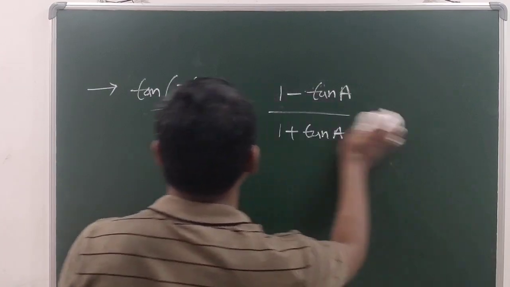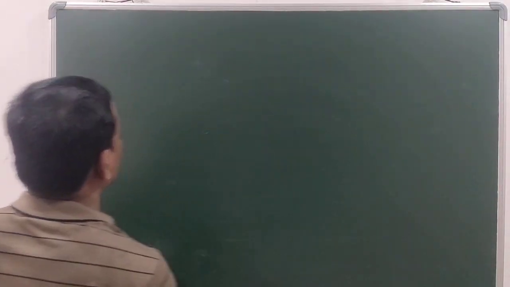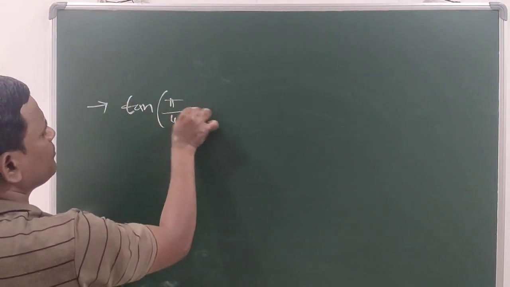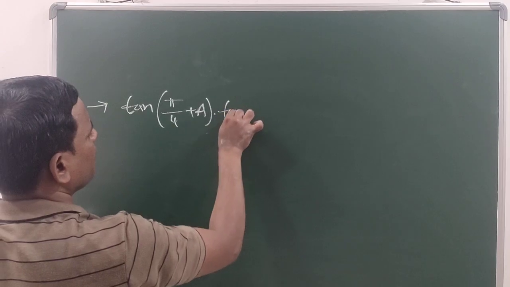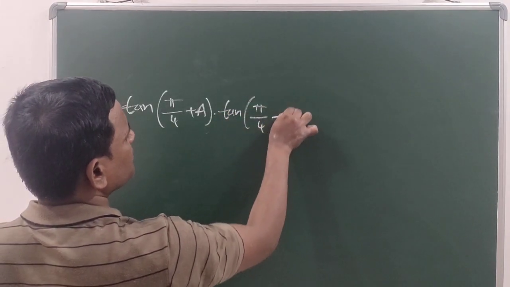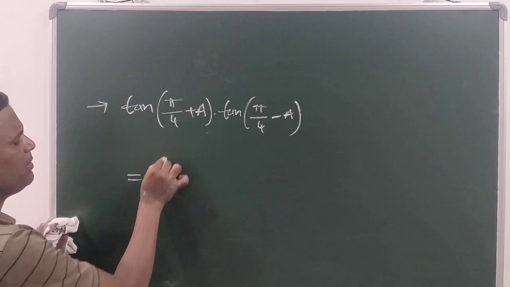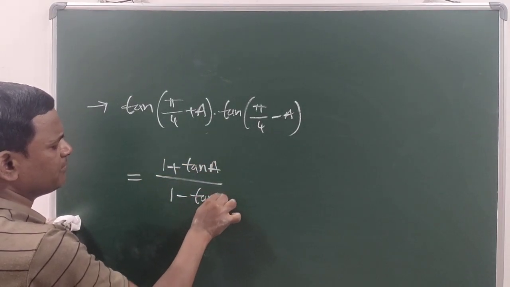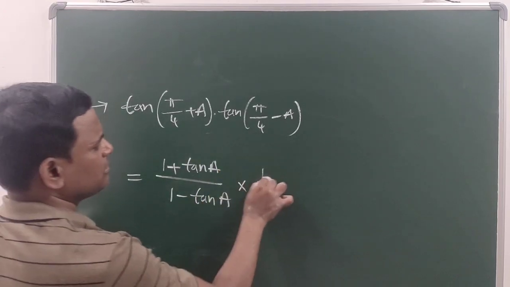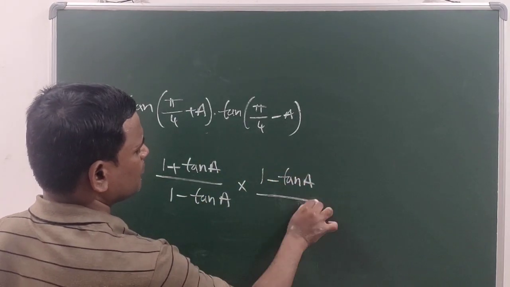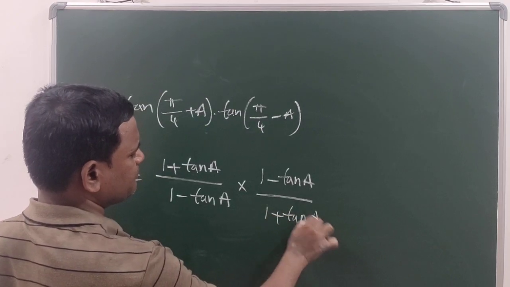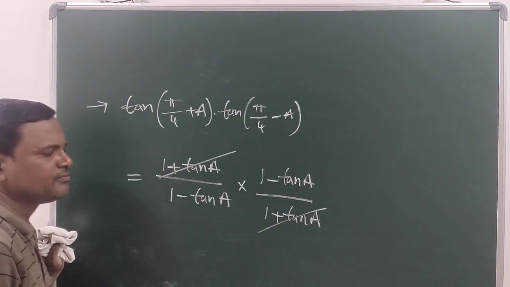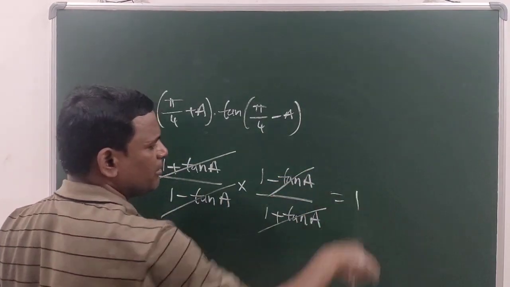Here after, suppose you want to use the product: tan(45 + A) into tan(45 − A). Now tan(45 + A) is (1 + tan A) by (1 − tan A), and tan(45 − A) is (1 − tan A) by (1 + tan A). Now both cancel, and the result will be 1.